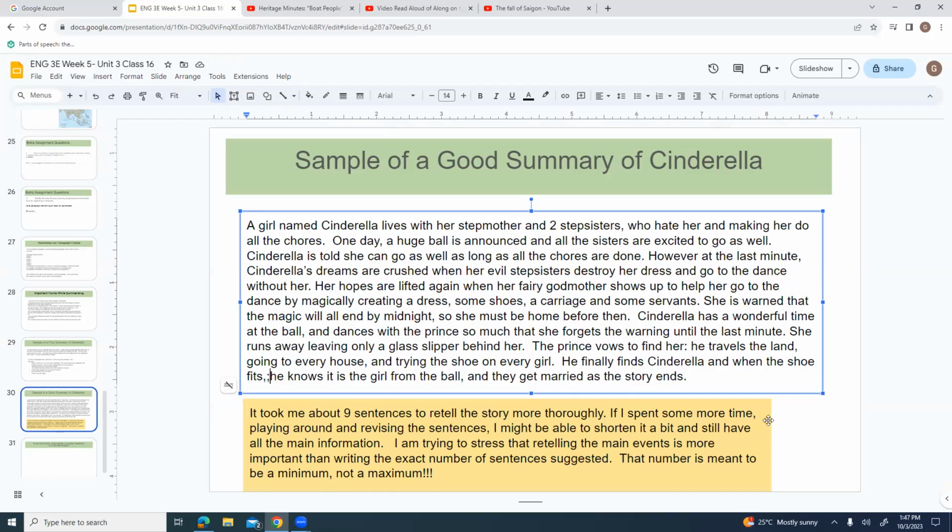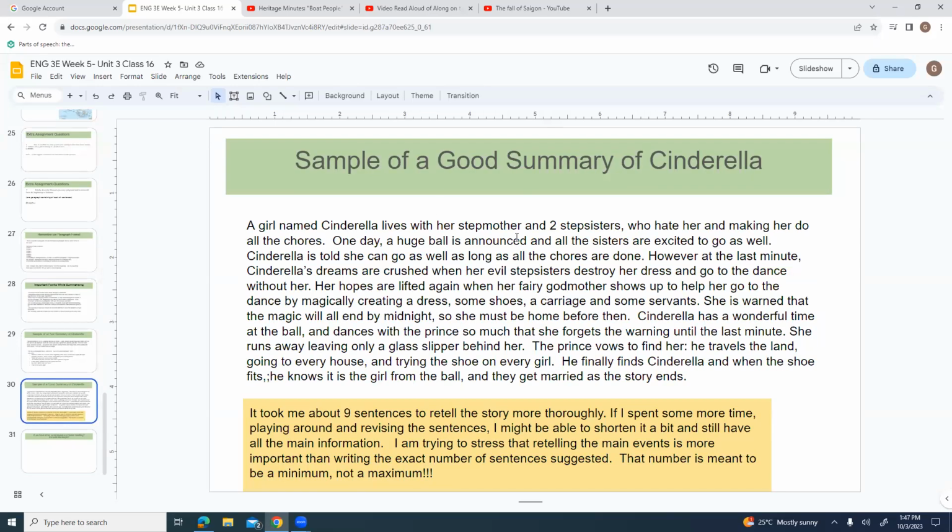What I'm trying to stress here is retelling the main events is way more important than just writing the exact number of sentences, okay? The number is meant to be a minimum, like don't write less than this. It is not a maximum. You are free to write some more sentences if that helps you, okay?